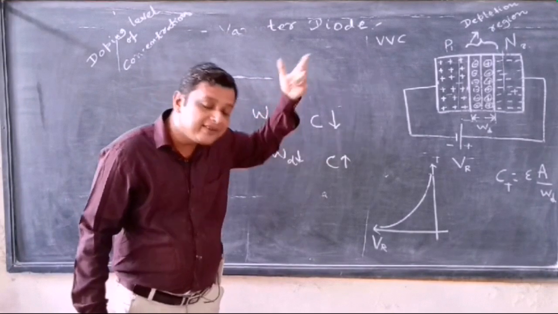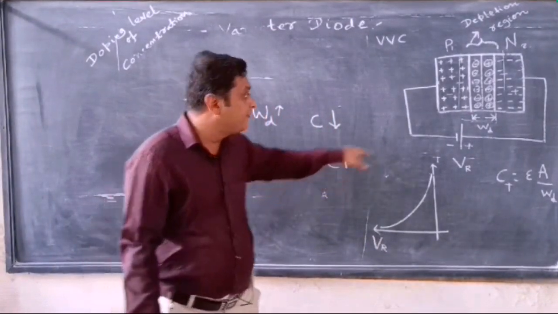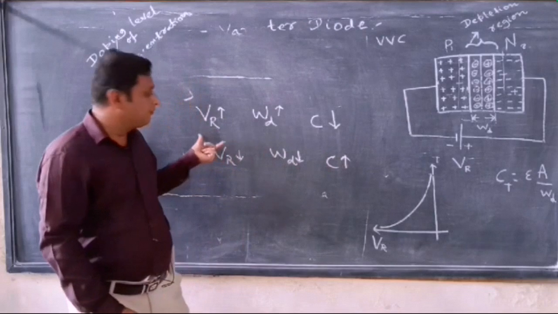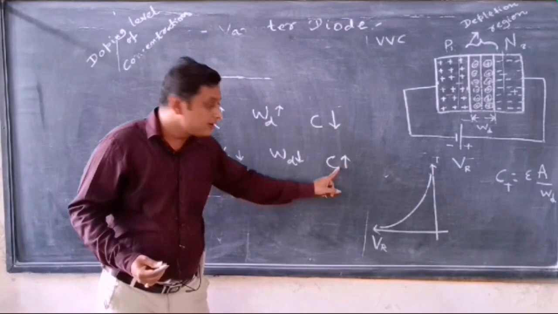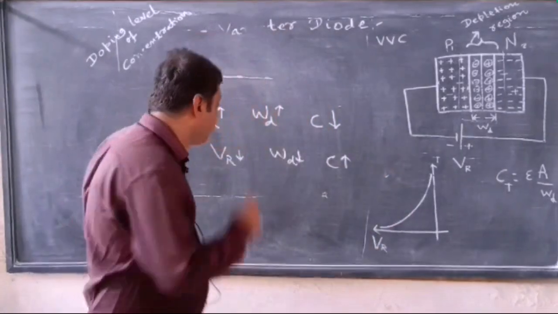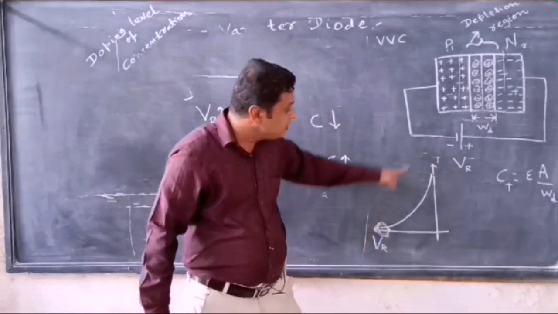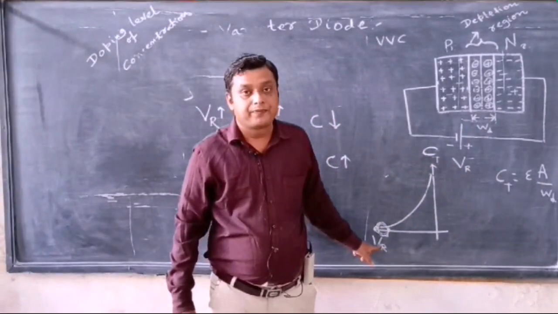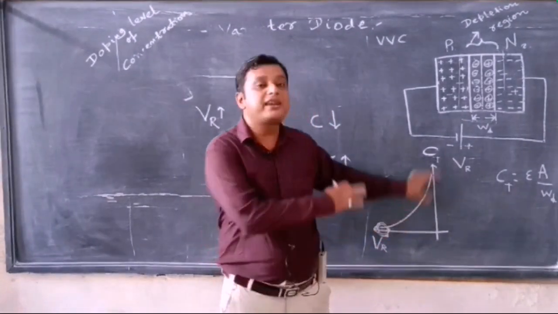Why is this known as varactor diode? As earlier I told, the capacitance of the varactor diode can be controlled by controlling the value of reverse voltage. That's why this is known as capacitive controlled diode. So this is a graph of capacitance versus reverse voltage. There are 2 points to understand the entire nature.